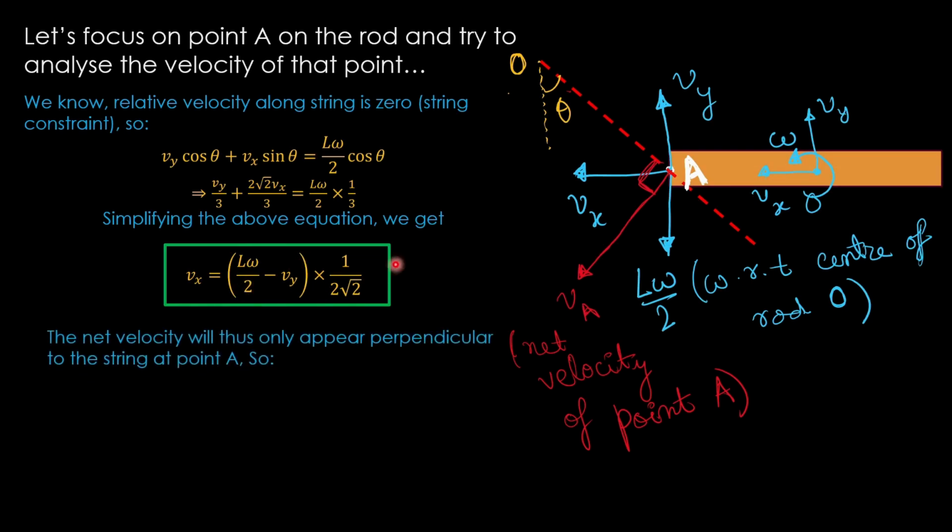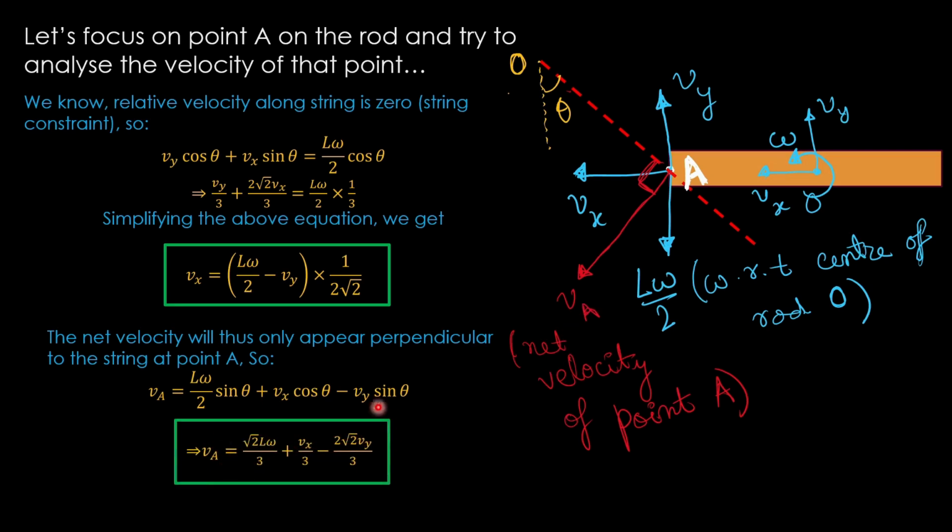This will be very necessary, and that is why I have highlighted it in a green box. Now the net velocity which appeared perpendicular to the string would be L omega by 2 sin theta plus Vx cos theta minus Vy sin theta. You can easily see from the diagram L omega by 2 sin theta plus Vx cos theta minus Vy sin theta. And if we simplify it, we can get an expression of Va that will be needed later.